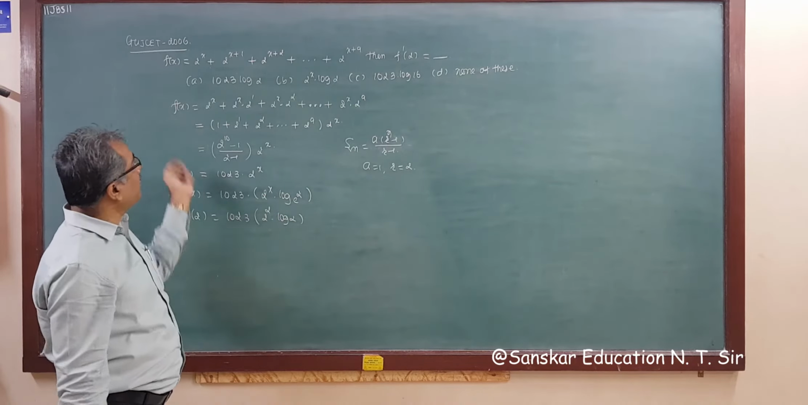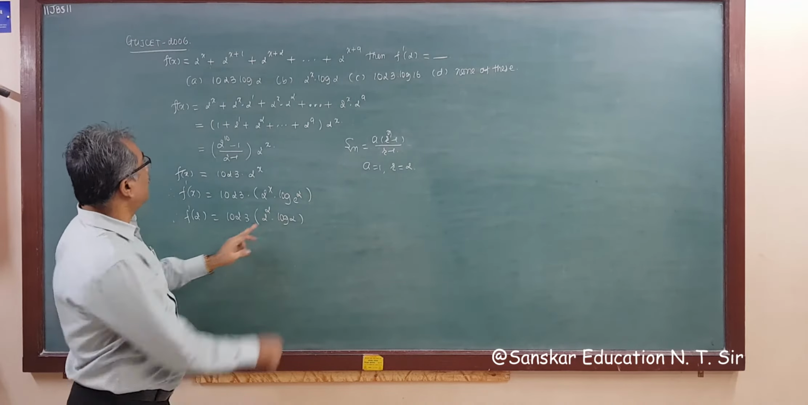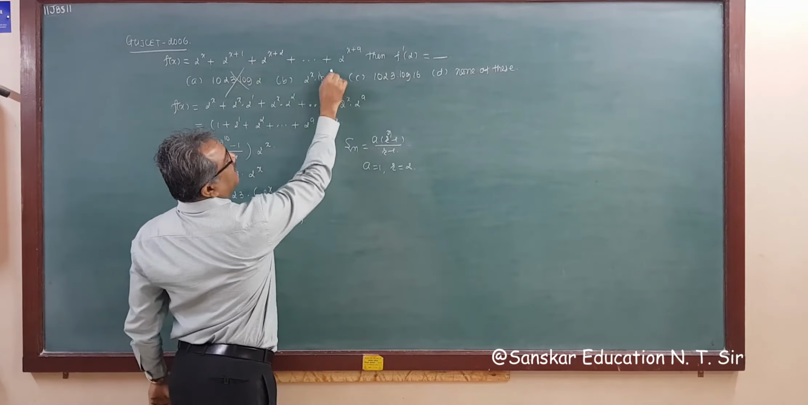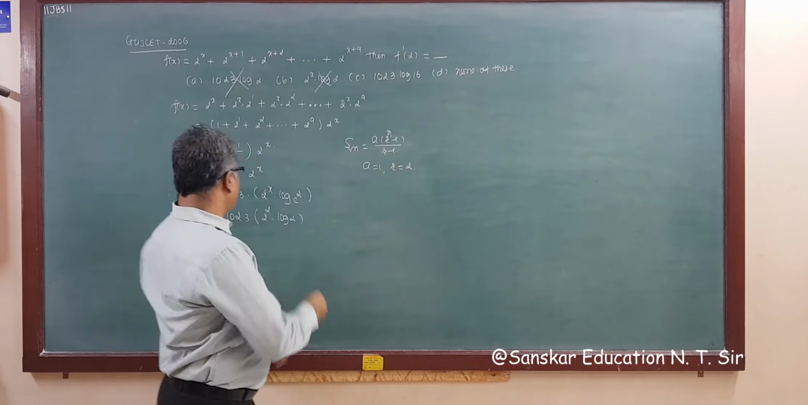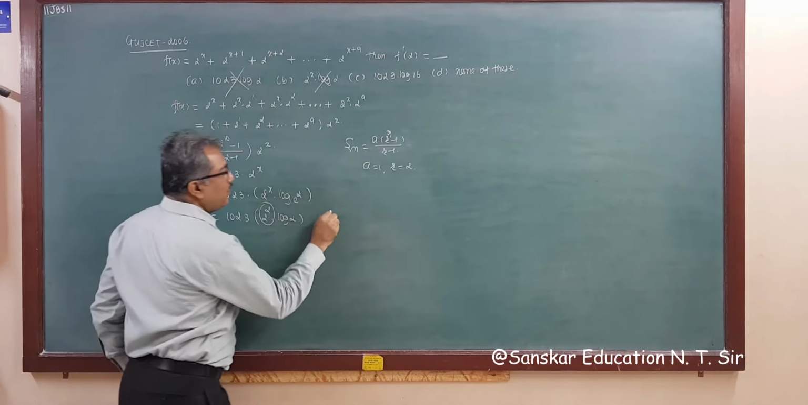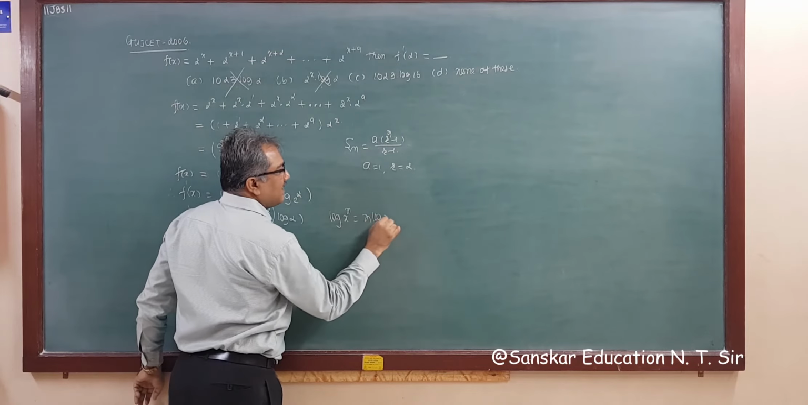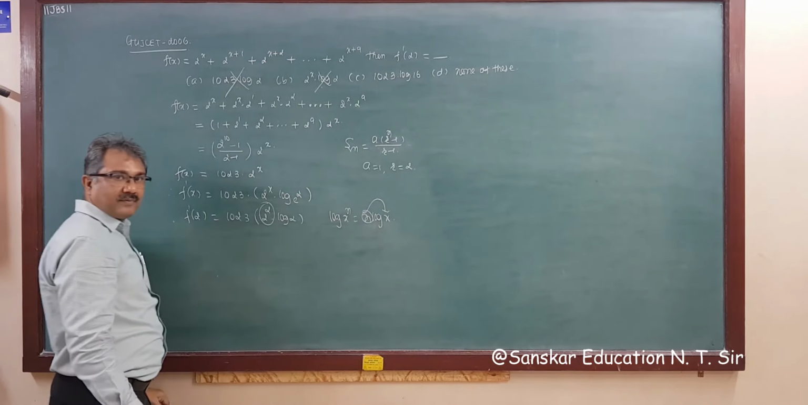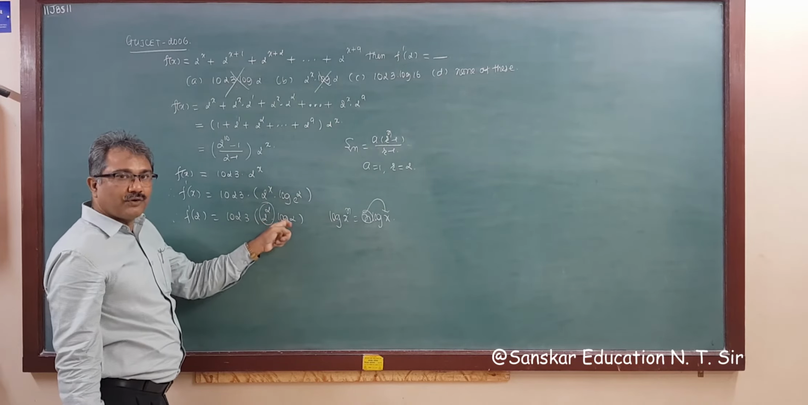Now check your options. This is 1023 into log 2. This is log 2 into 2 raised to 4. So this is not possible. Then 2 raised to x log 2, never possible. Now 1023 log 16. So this is 2 raised to 4, and you know the formula log x raised to n is equal to n into log x. So this power comes here, right? So 2 raised to 4. 2 raised to 4 is 16.